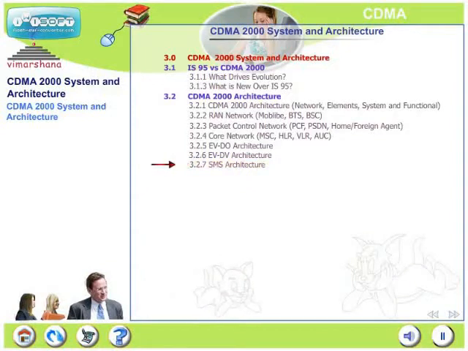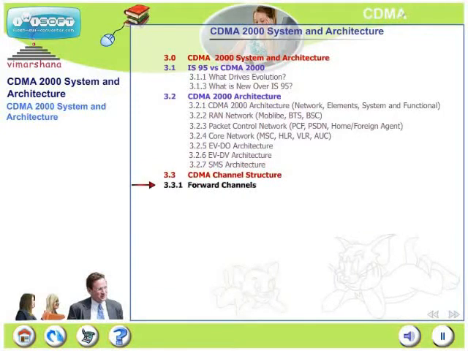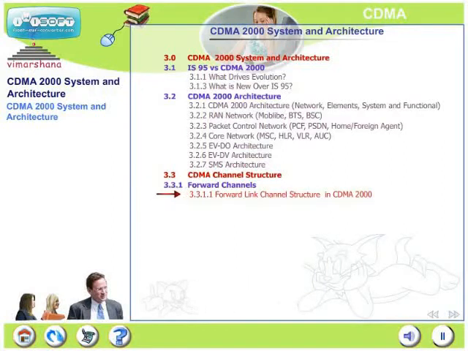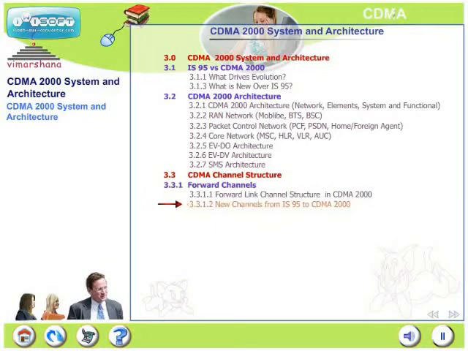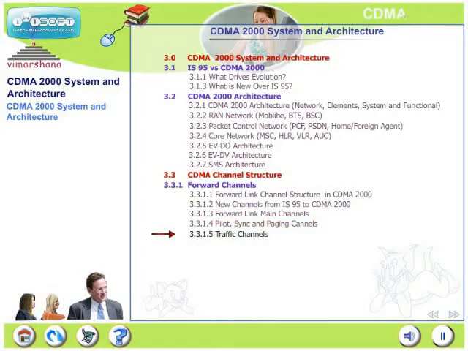Then we move on to the channel structure, the forward channels that are there in CDMA 2000, what is new over IS-95 in terms of channels, the forward link main channels, pilot, sync, paging channels, and the traffic channels. We will also see different spreading rates and different radio configurations.